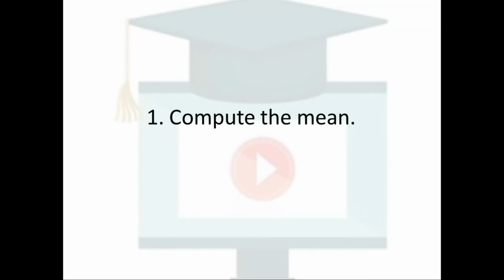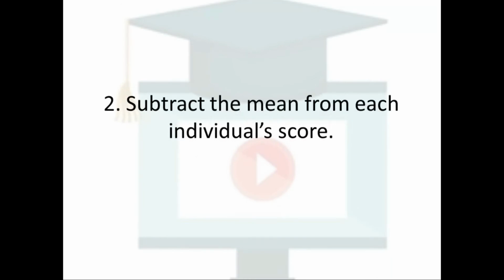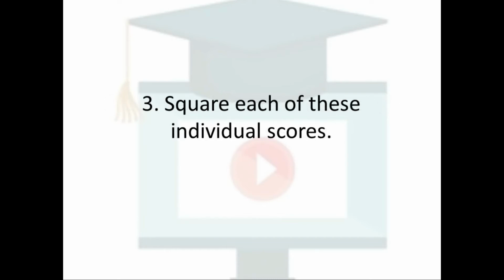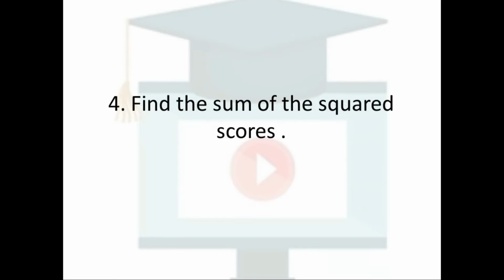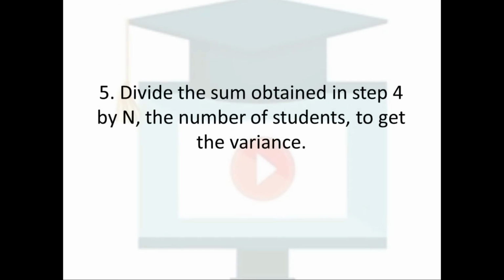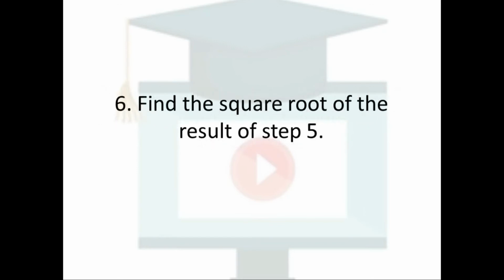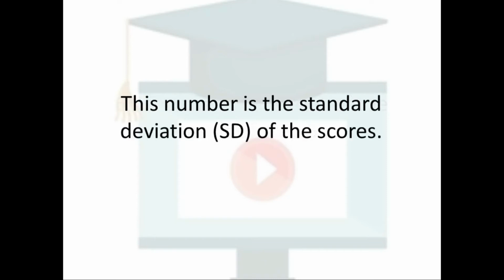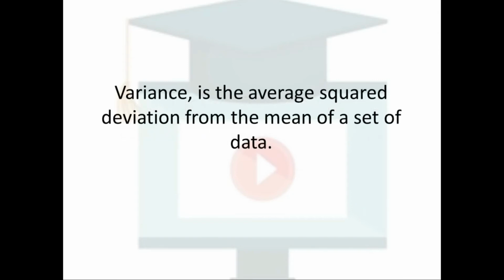1. Compute the mean. 2. Subtract the mean from each individual score. 3. Square each of these individual scores. 4. Find the sum of the squared scores. 5. Divide the sum obtained in step 4 by n, the number of students, to get the variance. 6. Find the square root of the result of step 5. This number is the standard deviation, SD, of the scores.